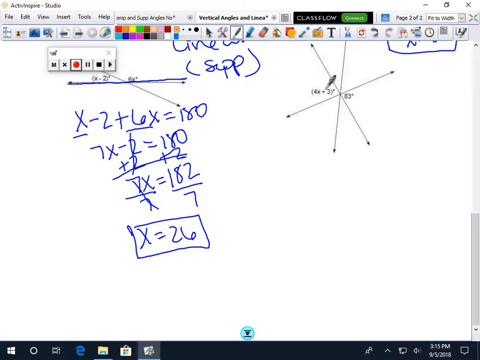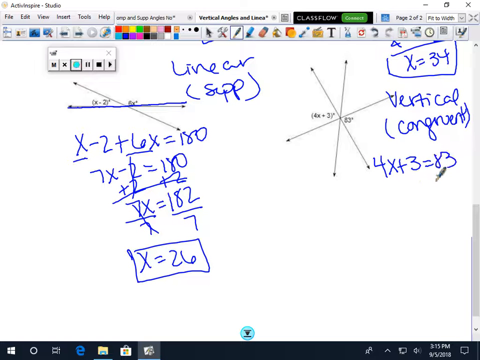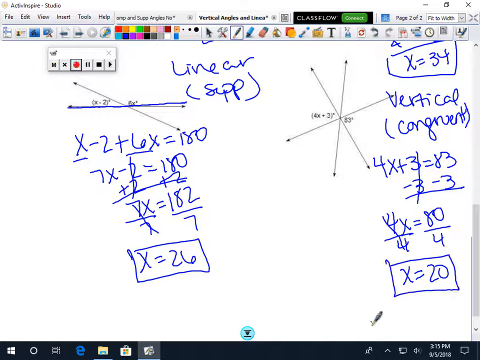The last example here, these two angles are vertical angles. And we know that vertical angles are congruent. So I would say 4x plus 3 is equal to 83. Subtract 3 from both sides. 4x would then be equal to 80. Divide both sides by 4, and x is 20. And that is linear pairs and vertical angles.